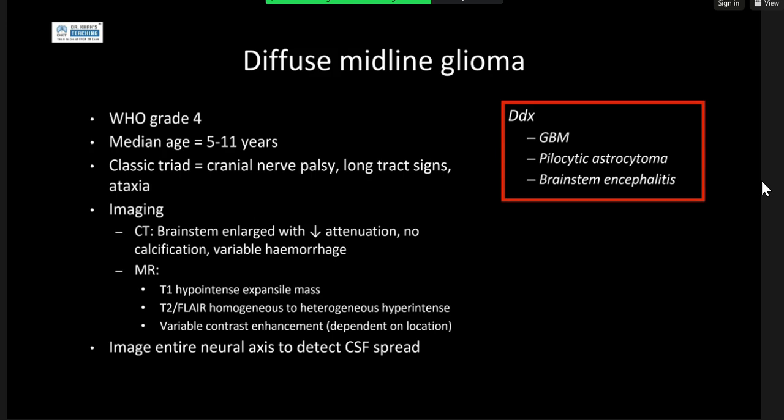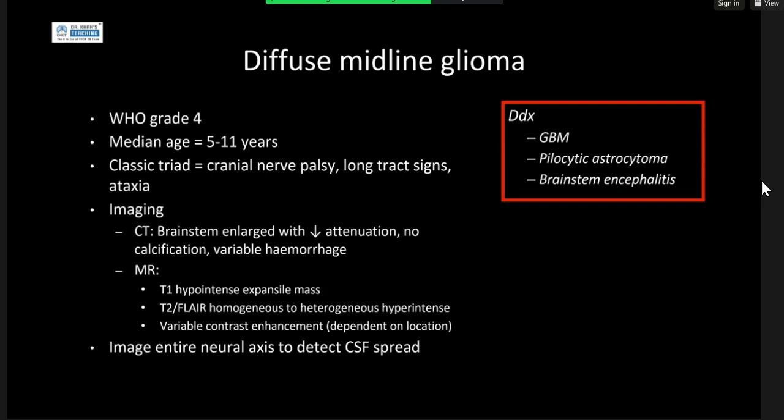Grade 1 is benign. They say you get this classic triad of cranial palsy, long tract signs, and ataxia. I don't think I've seen one clinically, at least in my practice, but I think it's the location that's characteristic. T1 hypointense, T2 homogeneous to heterogeneous with variable contrast enhancement, and similar to the other two that you saw earlier, you need to image the whole neuroaxis to detect CSF spread.